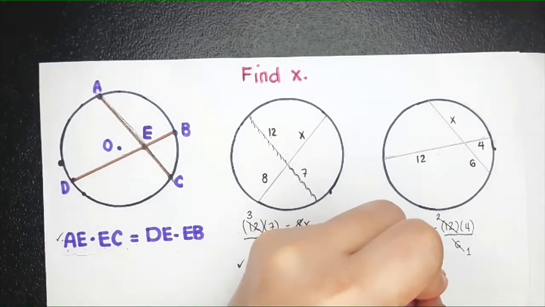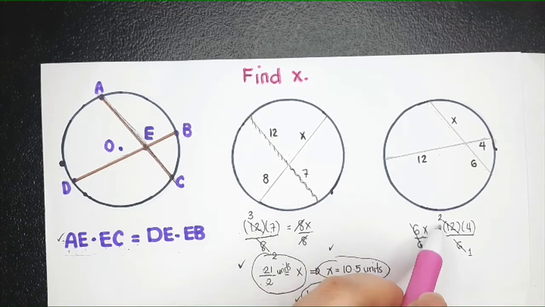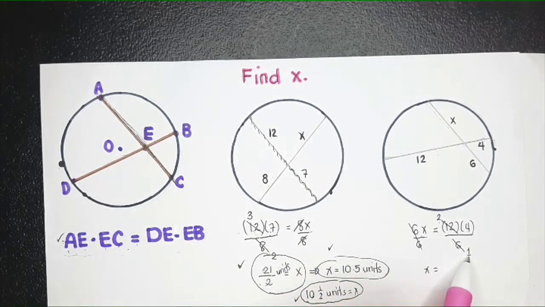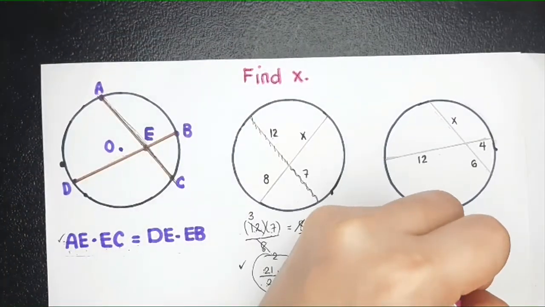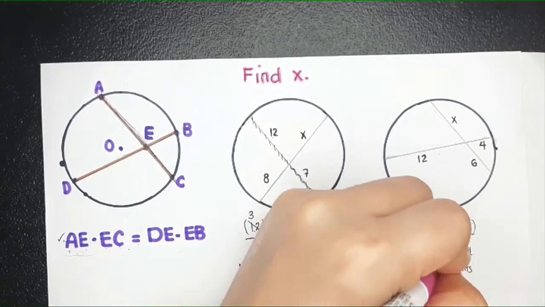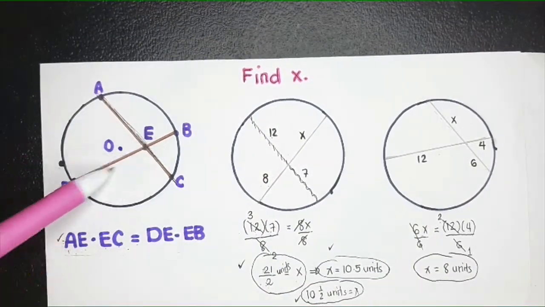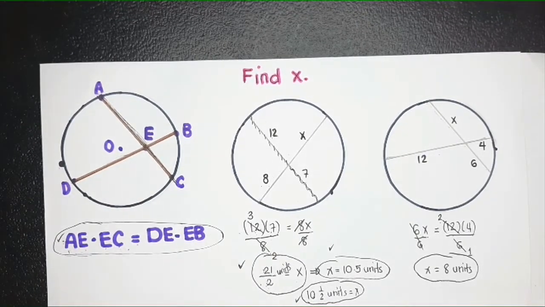What is the value of x? Kasi x na lang to. X is equal to 2 times 4. Wala na sa ilalim kasi 1 naman yon. So what is 2 times 4? 8. So the answer is 8 units. So, ganun lang. Kapag meron kayong intersecting chords, ganito lang ang concept na i-apply ninyo.